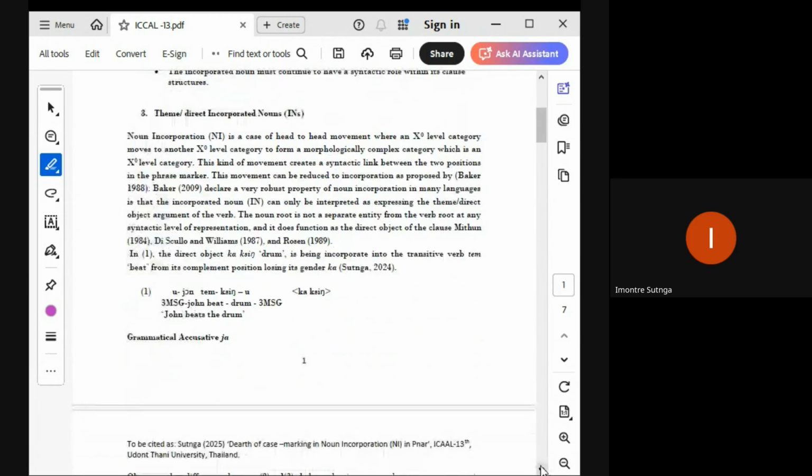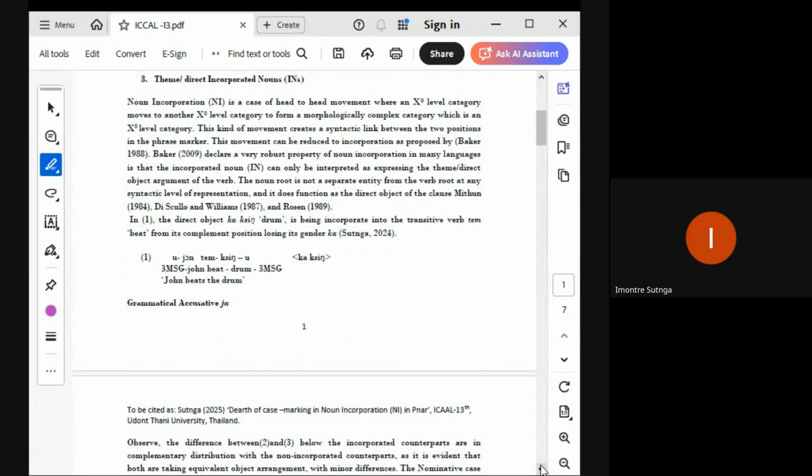Traditionally, in many studies we have seen, and Baker has also recorded this, he declared that the theme argument or the direct argument of the verb is the main property of noun incorporation. So the noun root is not a separate entity from the verb root at any syntactic level of representation, and it does function as the direct object of the clause in the clause structure.